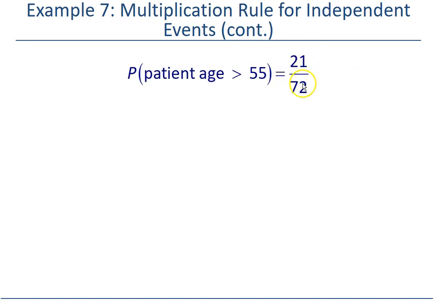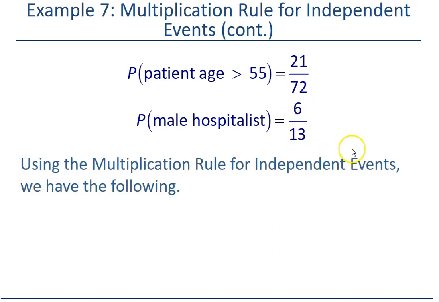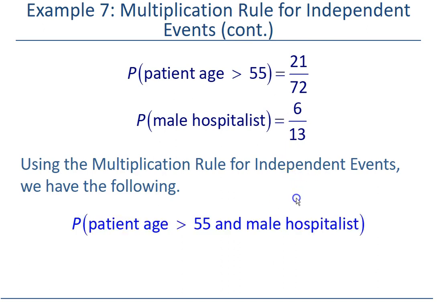So 21 out of 72. You want to be sure you see where these numbers come from. And the male staff in the hospital, 6 out of 13. They are independent events, so we're going to multiply 21/72 times 6/13, and they do the math for us here.